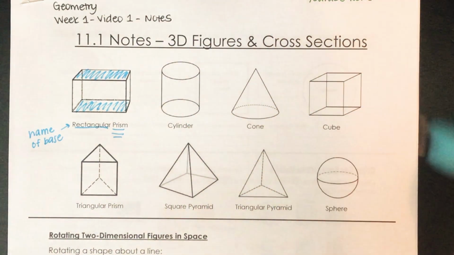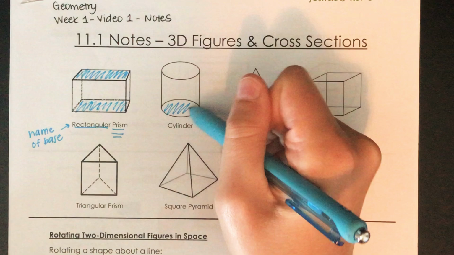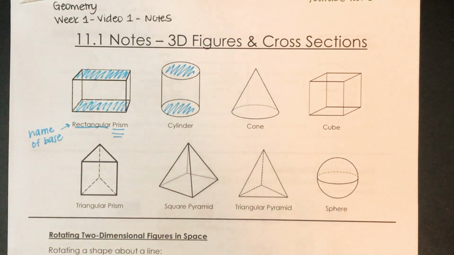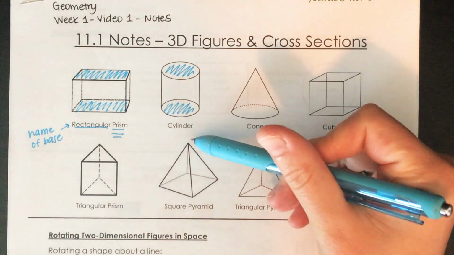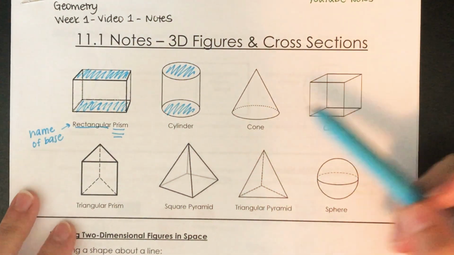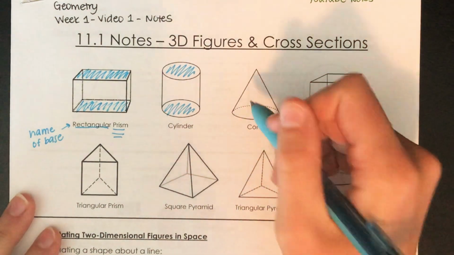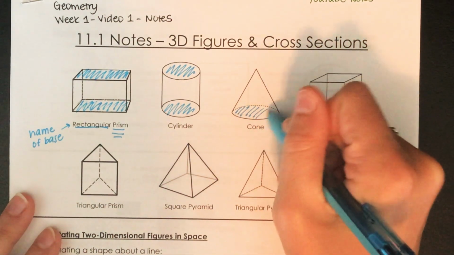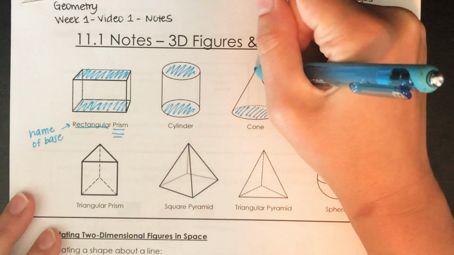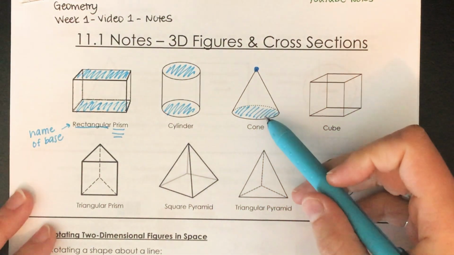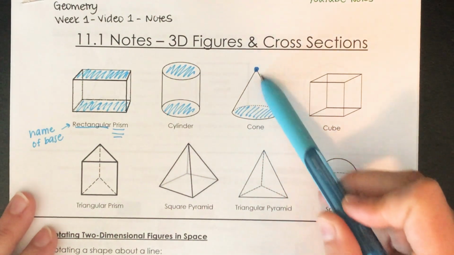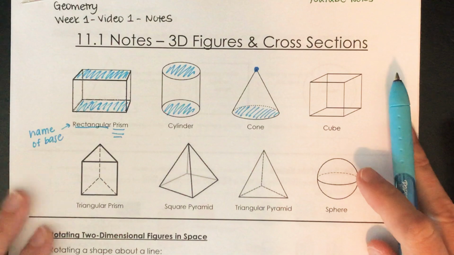The next one is a cylinder. The base is a circle and the top is a circle. So it almost looks like a can, right? Like a can of soup or something, that would be a cylinder. So the top and the bottom are circles. The next shape is a cone. The base of a cone is a circle, and it comes up to one point at the top. So this literally looks like an ice cream cone, right? The base is a circle, and it comes up to one point.